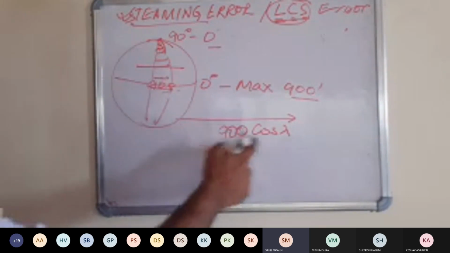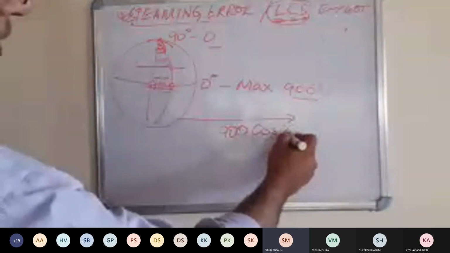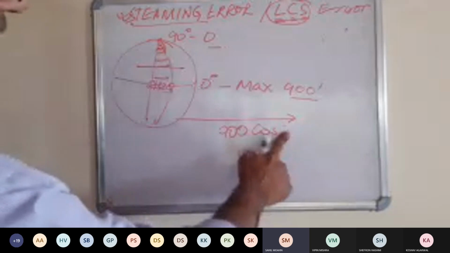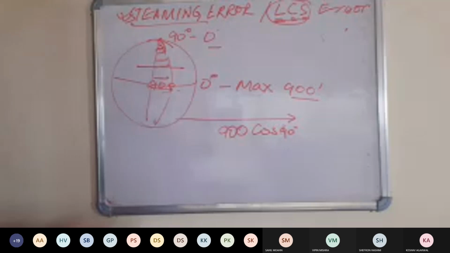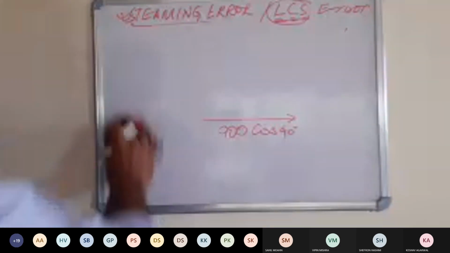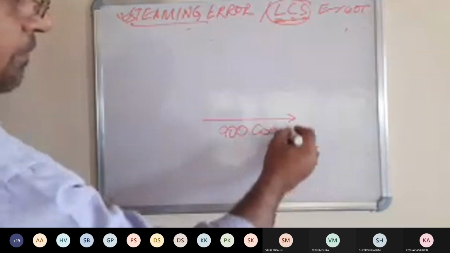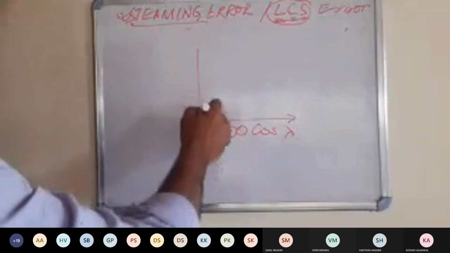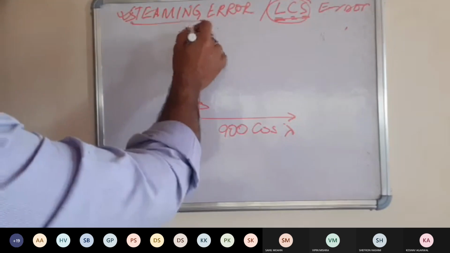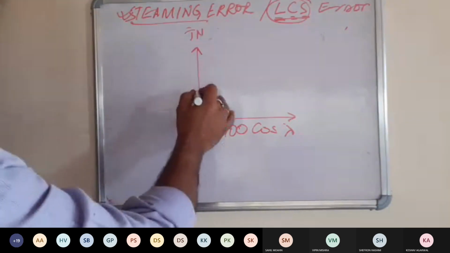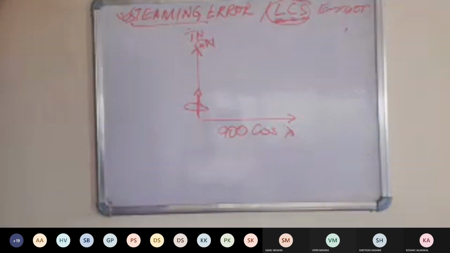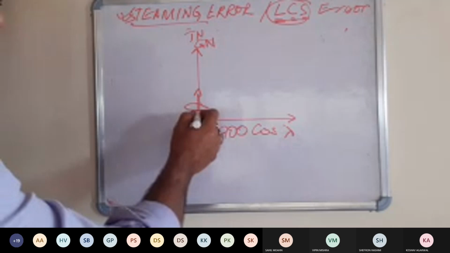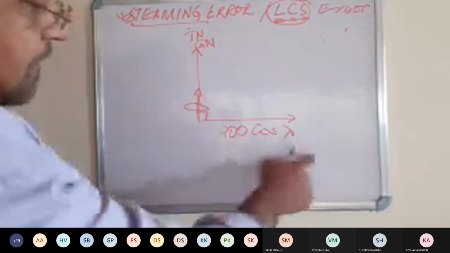If it is here, then cos latitude is cos 40 degree. If we go to the pole, then cos 90 degree is 0. So the peripheral speed of the earth is 900 cos latitude. The gyro compass is settling down like this, true north and also the gyro north. Both are showing the same thing, which is 90 degree to the motion of the earth.